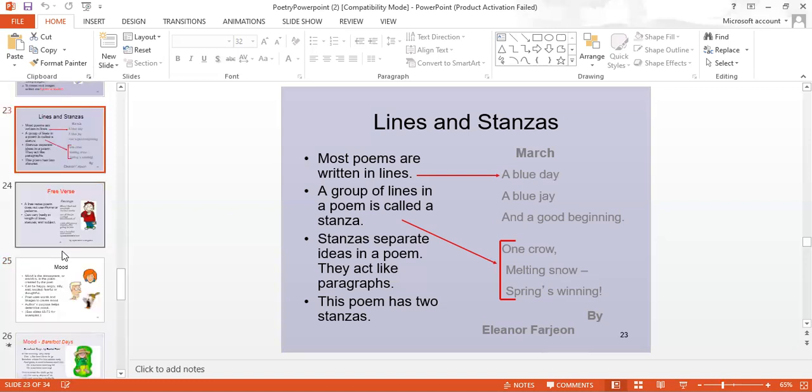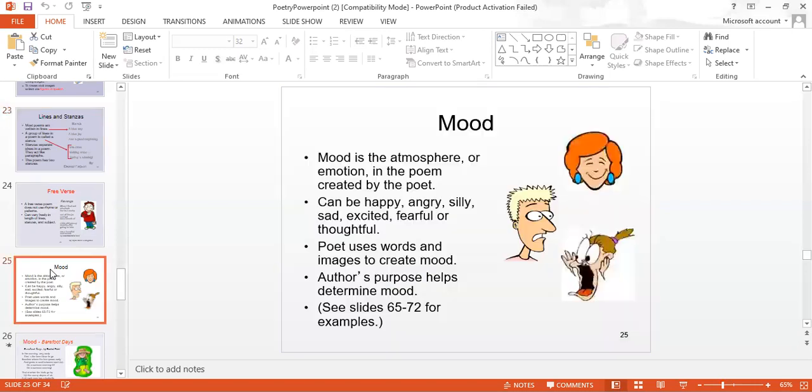Then free verse, we talked about it already. Then we can also talk about the mood, right? If I ask you about the mood, I think you understand the mood. Mood is the atmosphere or emotion in the poem created by the poet. It can be happy, it can be angry, silly, sad, excited, fearful, or thoughtful. So it depends on what the poet is writing about, right?